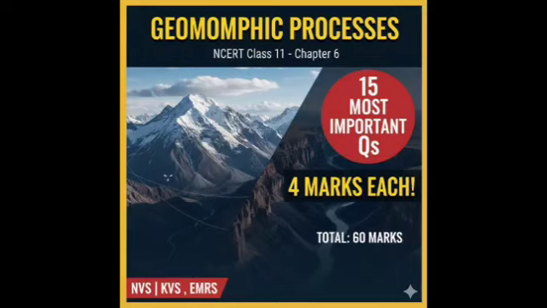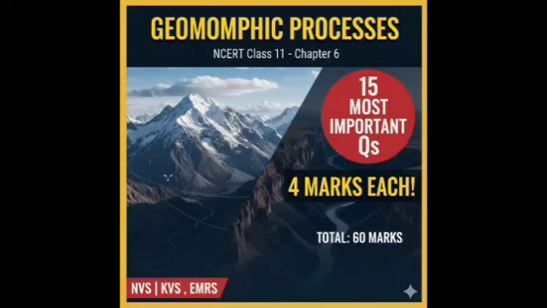Erosion requires high energy like fast river flow. On the other hand, deposition occurs when the agent loses energy, like slow flow. Erosion is destructive. It cuts the land. Deposition is constructive. It builds new lands.